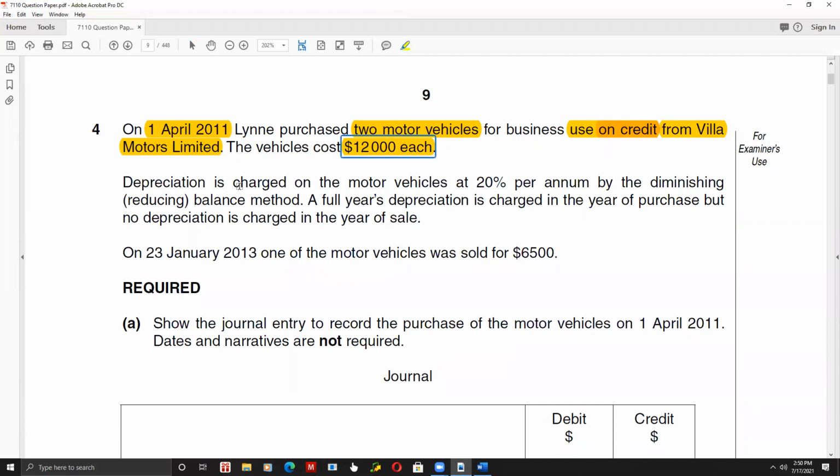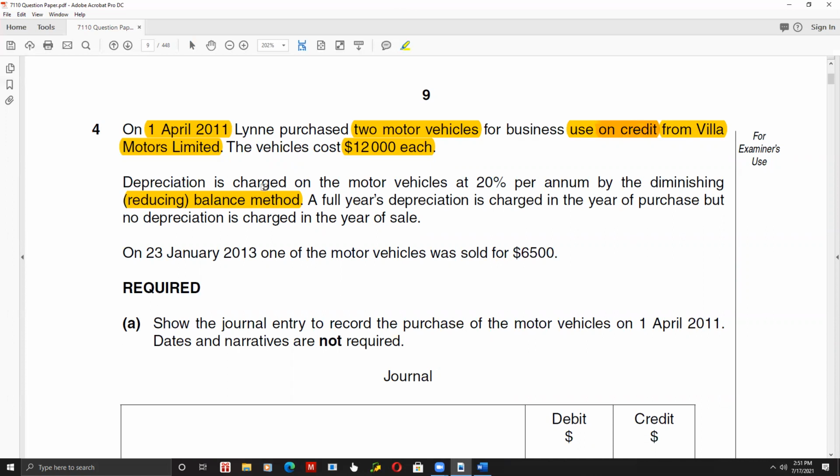So depreciation is charged on motor vehicles at 20% using the reducing balance method. So remember the formula for reducing balance, cost minus total depreciation into percentage policy. A full year's depreciation is charged on the year of purchase and none in the year of sale, means that whether you bought it at the end of the year or beginning of the year, it doesn't matter. If you bought it, you charge full year, okay?